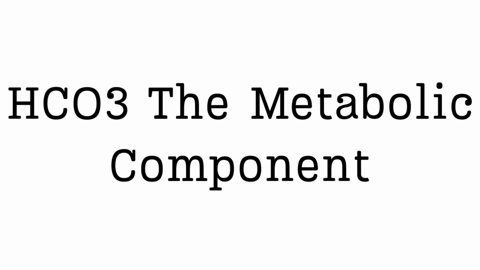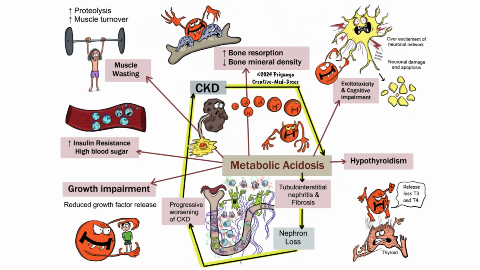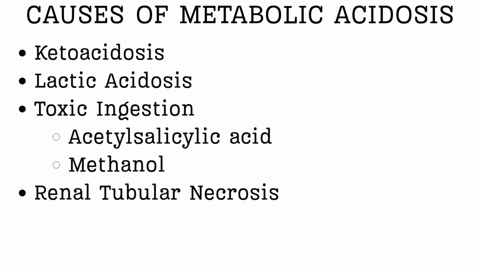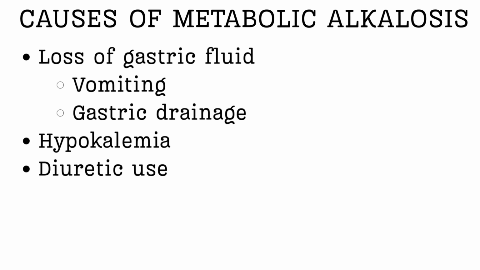HCO3, the metabolic component. Bicarbonate, normal range 22 to 26 milliequivalent per liter, represents the metabolic component. The kidneys regulate this, but it directly impacts our respiratory interventions. Low bicarbonate suggests metabolic acidosis. Think diabetic ketoacidosis or renal failure. High bicarbonate indicates metabolic alkalosis, often from vomiting or diuretic use. Understanding these helps you to anticipate respiratory compensation patterns.